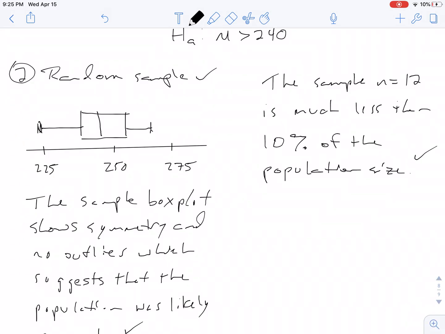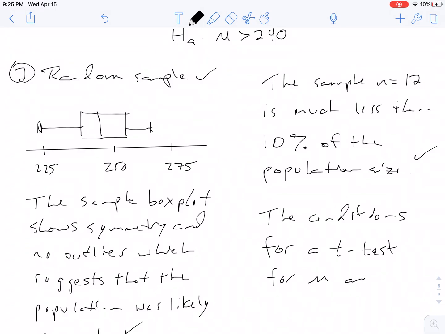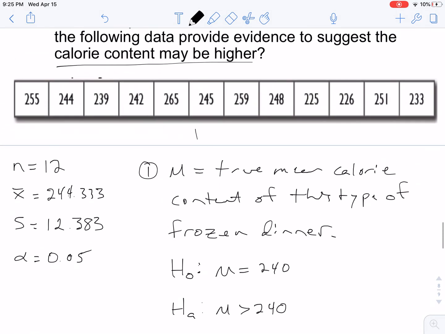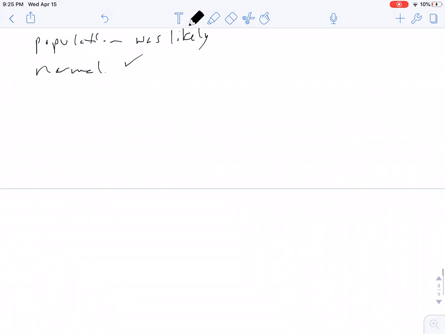So now I can just name my procedure. I'll say the conditions for a t-test for mu are met. Okay, so that is step 2. Kind of a lot, but manageable, I think. All right, so we're gonna move on to step 3.